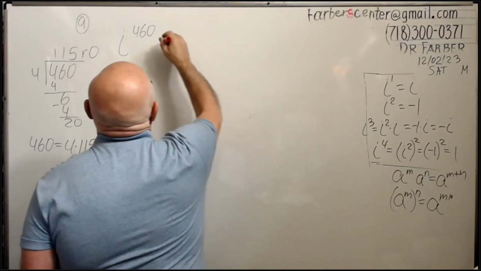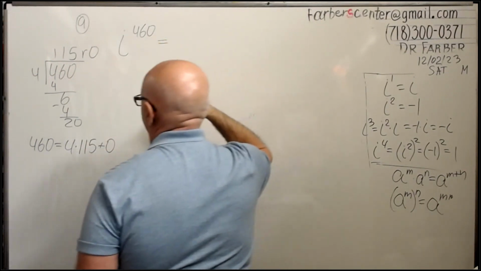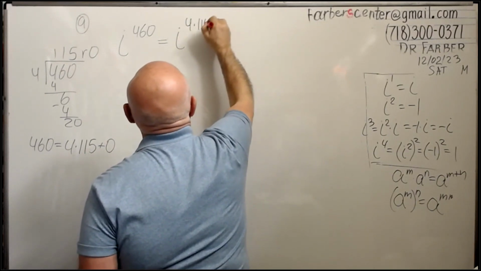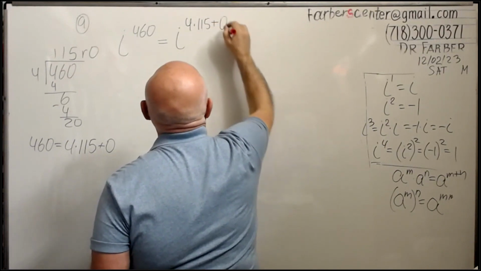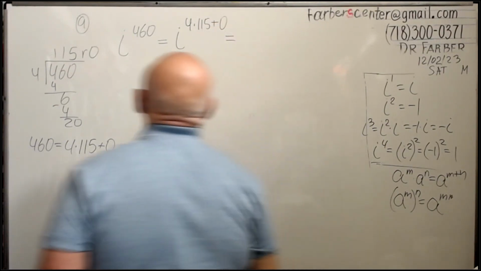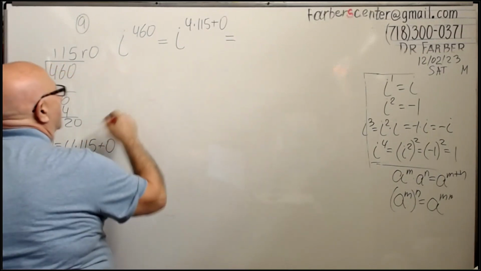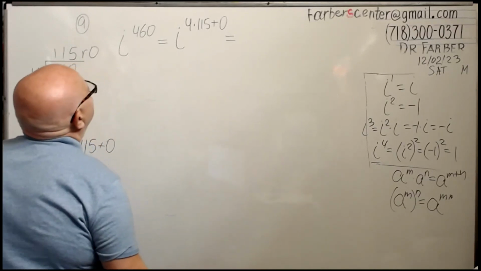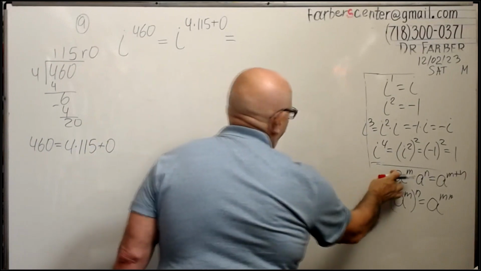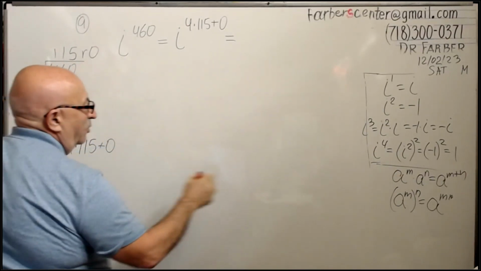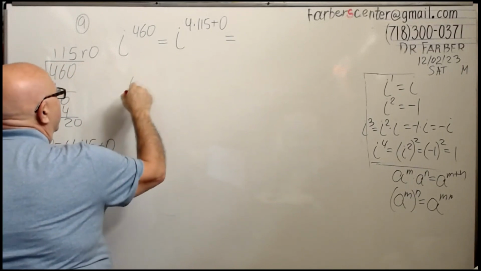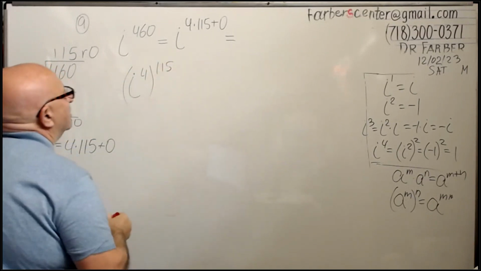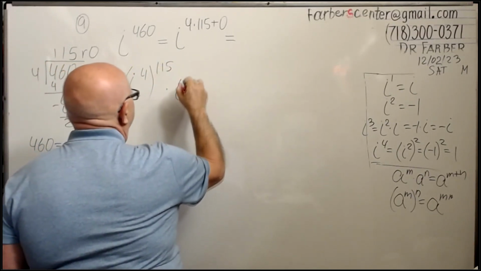So I can represent this like i to the power 4 times 115 plus 0. Or, based on the rules we had here, the rule for the product and for the power, for the exponent, I can write this the same as i to the power 4, to the power 115, multiplied by i to the power 0.